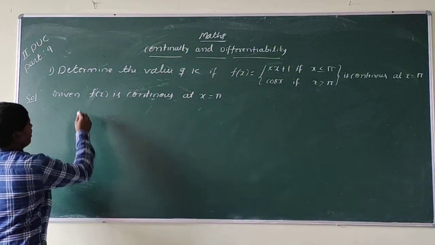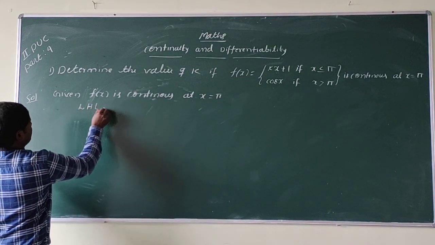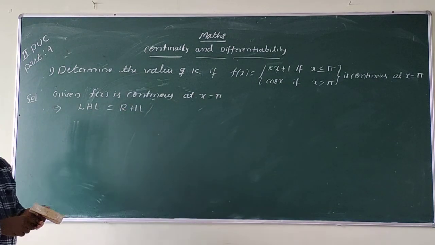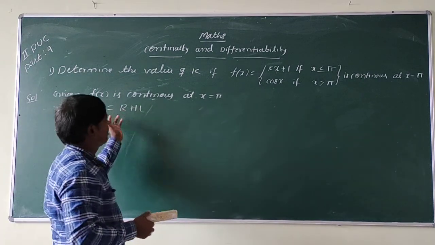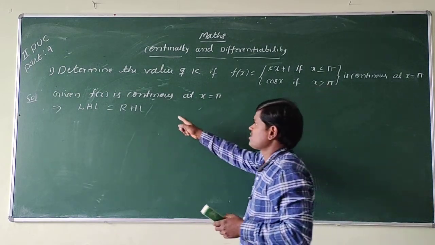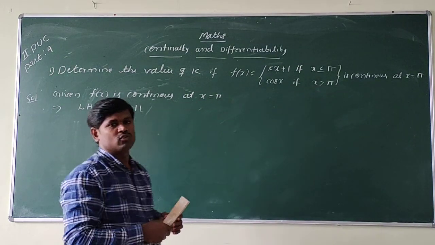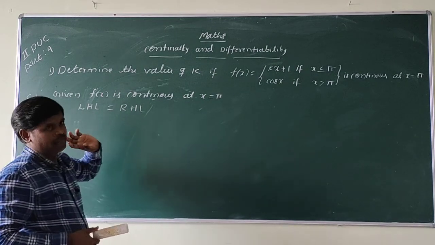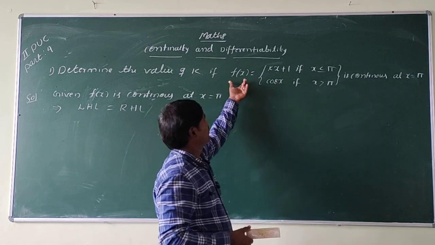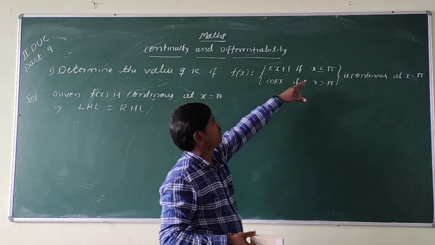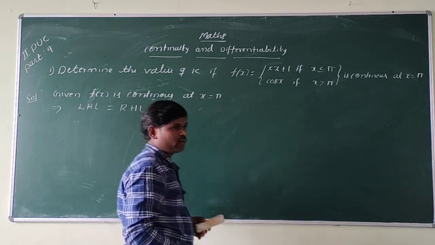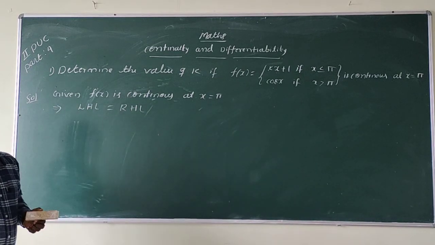So left hand limit is equal to right hand limit. By the given data, since it is continuous, the left hand limit and right hand limit are definitely equal, and the value of the function is also equal. Here we will go through left hand limit and right hand limit because the function is splitting: f of x is k into x plus 1 if x is less than or equal to pi and cos x if x is greater than pi. Therefore we work out the left hand limit and right hand limit.